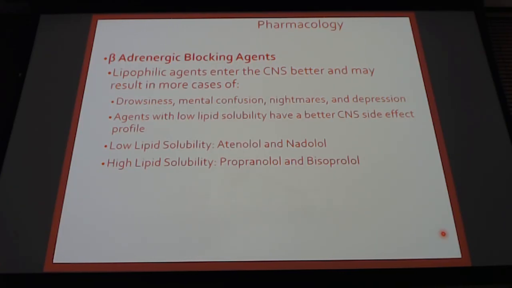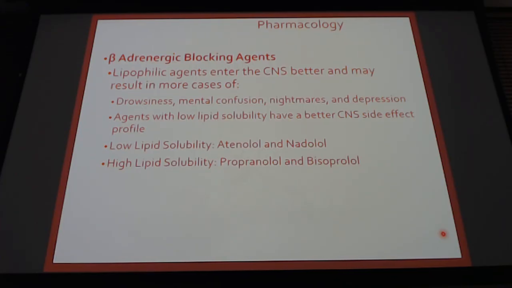So that's what you see here, all right? You're gonna see more of the drowsiness. When you're looking at the ones who have the low lipid solubility, they're gonna have a better CNS profile because they're not gonna cross as much, right? So I'm not gonna affect my CNS as much. I'm not gonna see as much of that drowsiness. When you're looking at your solubility, just look at these. Please remember the difference between which ones have the low and which ones have the high.